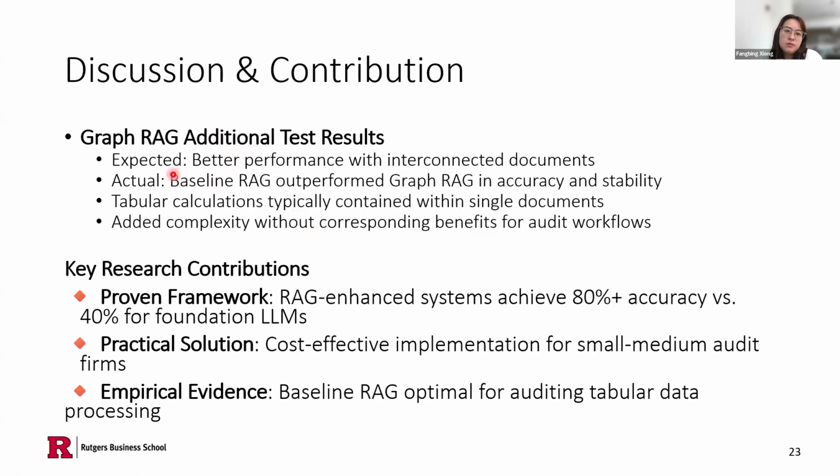We also have additional tests on graph RAGs as a more advanced RAG system. We do expect a better performance with interconnected documents. However, when we compare the performance of graph RAG and baseline RAG, we find out the baseline RAG outperformed the graph RAG in accuracy and stability. So we think one explanation is the tabular data calculation is typically contained within a single document. That's why we may not need graph RAG.